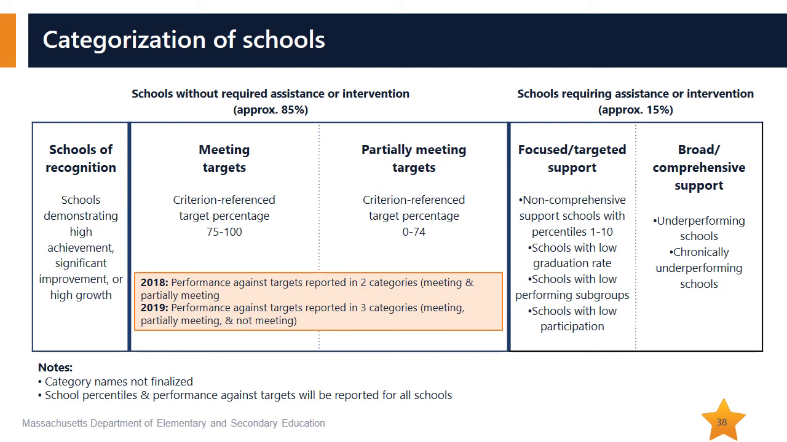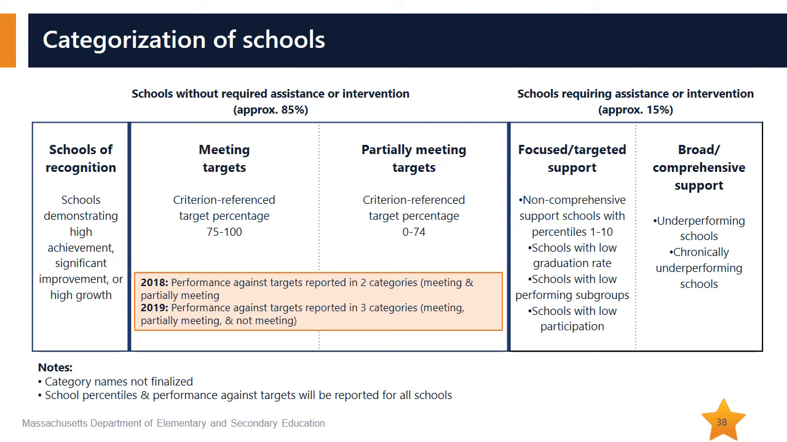Because of the additional schools identified as needing focused or targeted support for reasons like low graduation rate, low participation, or subgroup performance, we anticipate that approximately 15% of schools will be categorized as requiring assistance or intervention. The other 85% of schools will be identified as not requiring assistance or intervention. Instead, these schools will receive a designation based on how they did against their targets using the criterion-referenced component of the system that we discussed earlier.